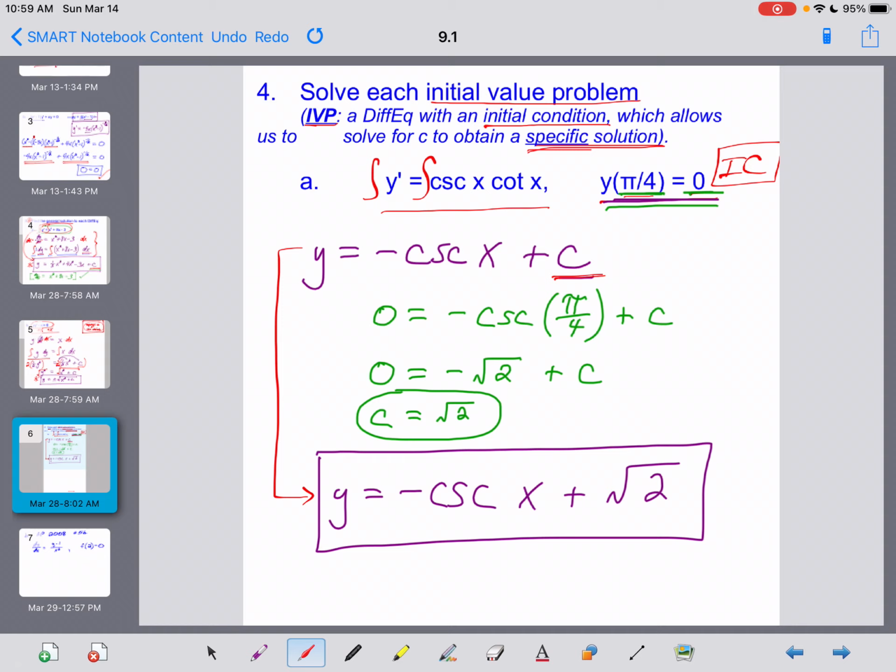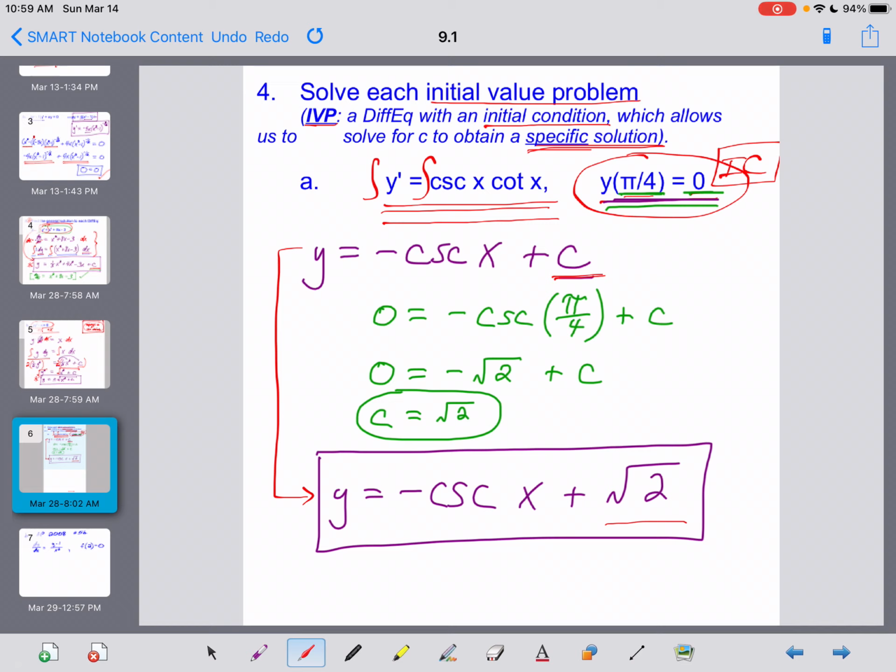Derivative of cosecant of x is negative cosecant of x cotangent of x. So therefore, the derivative of negative cosecant of x would be positive cosecant of x cotangent of x, and the derivative of that constant would just be 0. So yes, the function that we wrote, that we boxed, has this derivative. Now let me be clear, there's an infinite number of functions that do this, but only one of them also passes through the point pi over 4, comma 0.